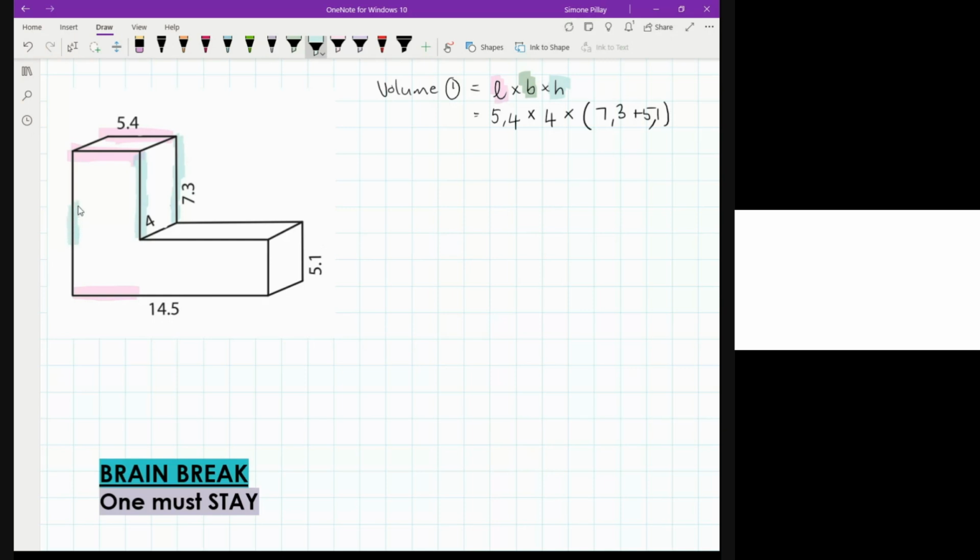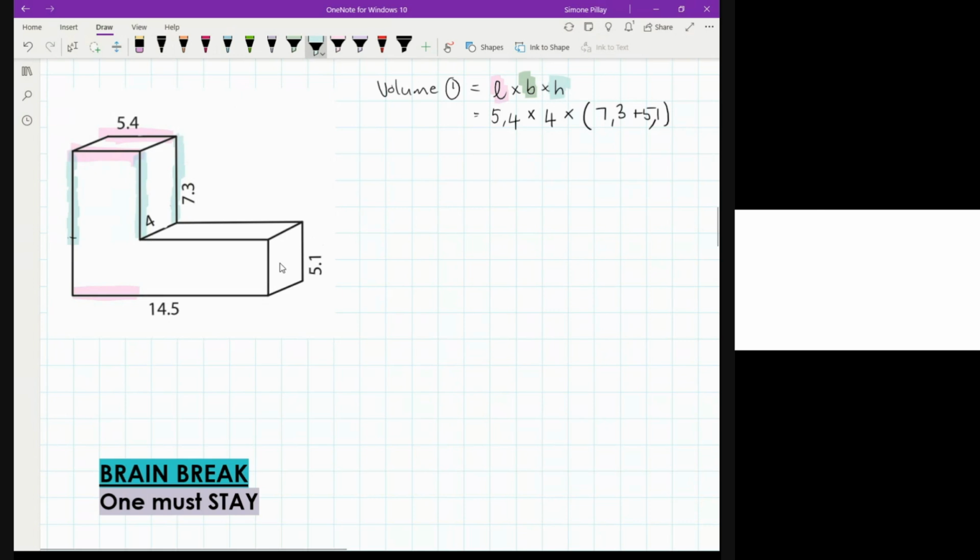And do you agree that this little portion over here is also going to be 7.3? Think of if this was cut off here and this was a rectangle again. Do you see it would be equal sides? Oh, yes, ma'am. Are you sure? Yes, ma'am. So that means this is going to be 7.3.